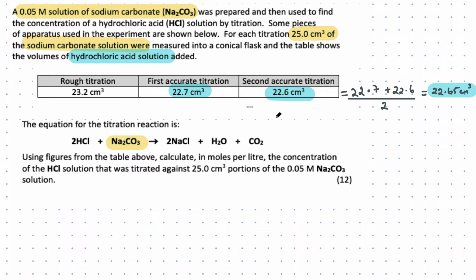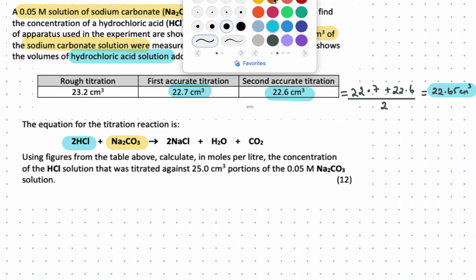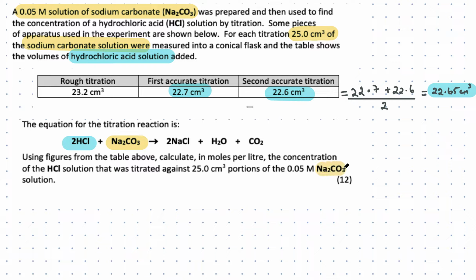It then tells us the equation for the titration. So I've highlighted my Na2CO3. I'm going to put this in blue because it's relating to the hydrochloric acid. I also know about the reaction that I added 25 centimetres cubed of the Na2CO3. So I go back to yellow. So Na2CO3, 25 centimetres cubed. And again, it's 0.05 molar.